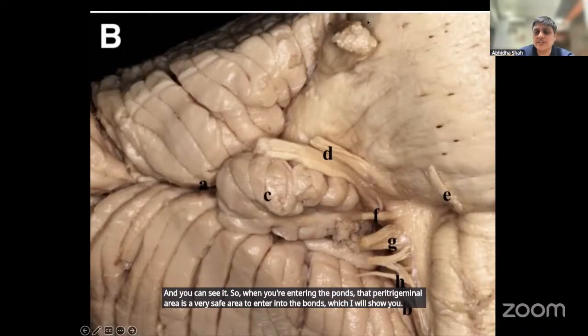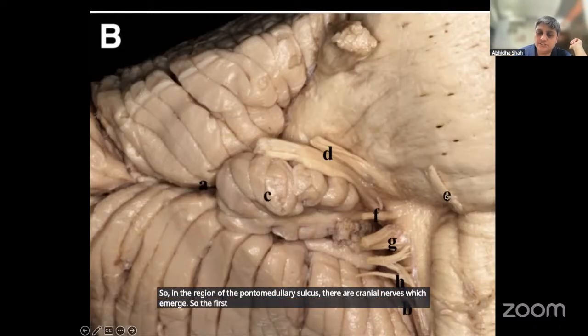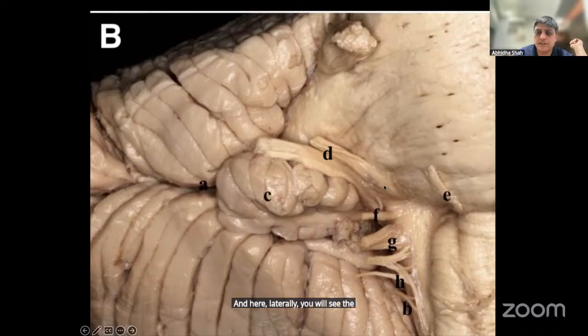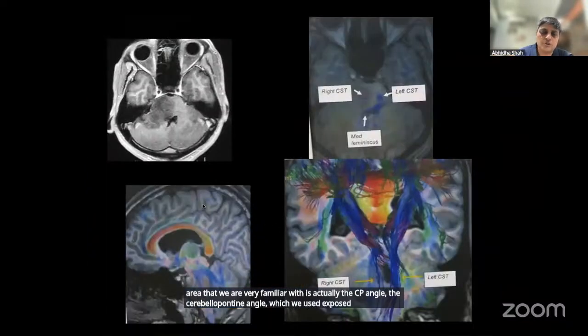So the pons extends from the pontomesencephalic sulcus to the pontomedullary sulcus. In the region of the pontomedullary sulcus, there are cranial nerves which emerge. The first one that you see here is the sixth cranial nerve, and here laterally you will see the seventh, eighth cranial nerve complex. And this area that we are very familiar with is actually the CP angle, the cerebellopontine angle, which we expose with the retrosigmoid trajectory.